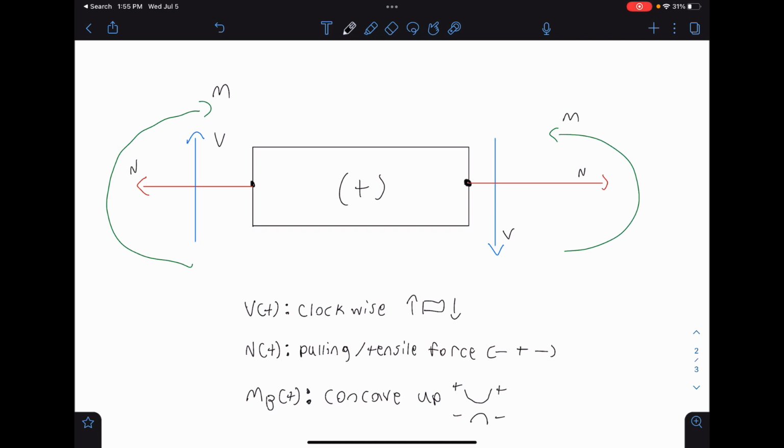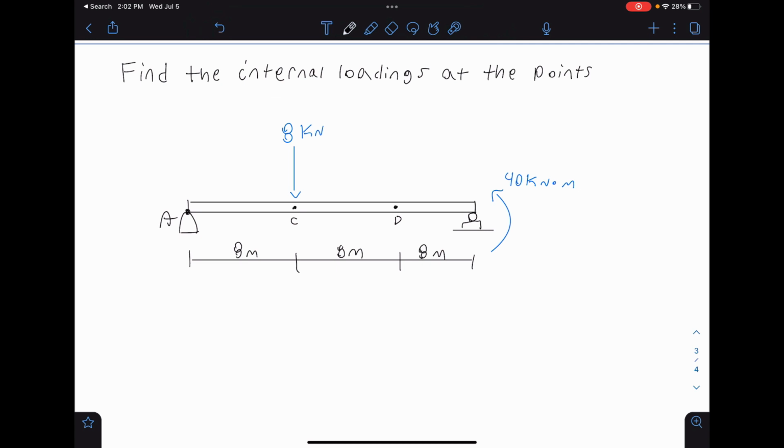Now, knowing all this, let's get into an example. This example says find the internal loadings at the points, and those points are C and D. So remember we said we had to make a cut to find the internal loadings? Well, first we actually need to do our equations of equilibrium to find our reaction forces at point A, which is a pin connection, and point B, which is a roller here. So let's replace our supports here with their respective reactions.